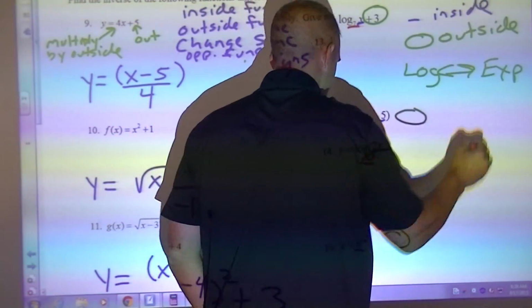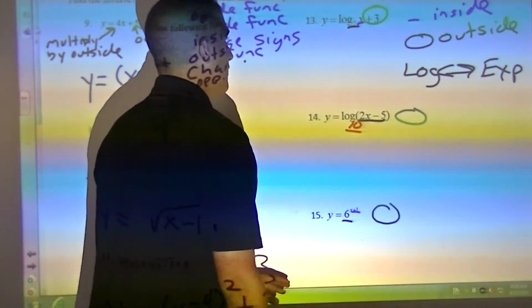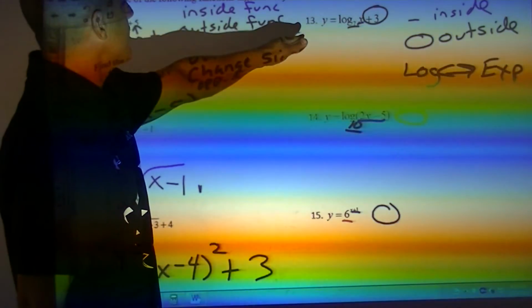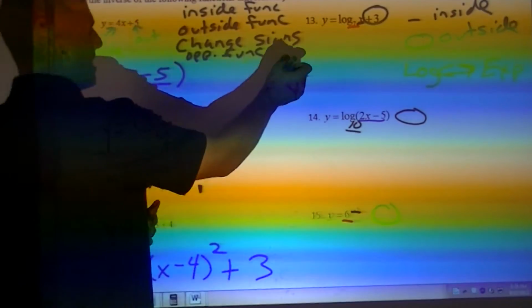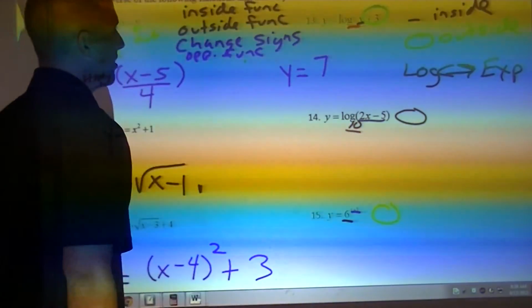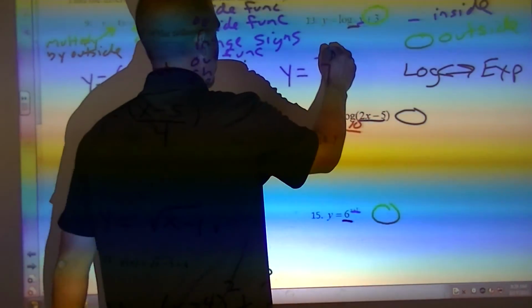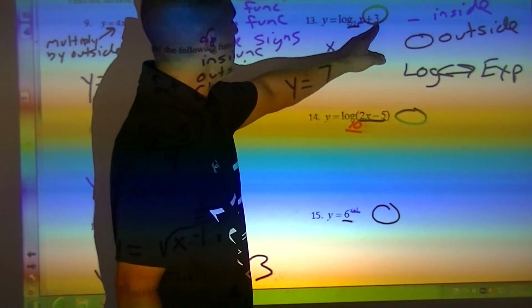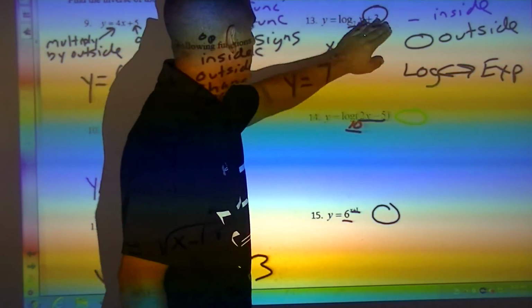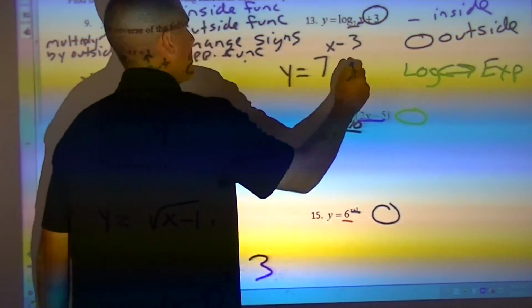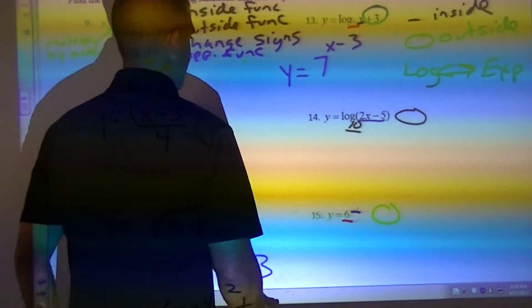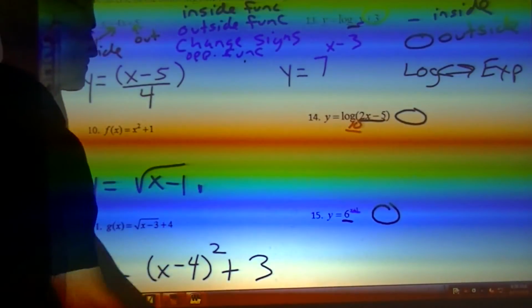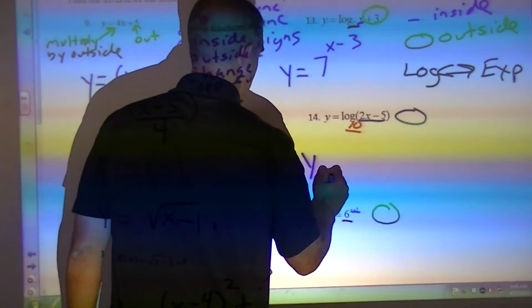So how should you do this? That's going to change to y equals, my base is now going to be exponential of 7. I'm going to keep the x here. 3 is located on the outside, so it's now going to go on the inside and change sign. That's all you have to do with that. 14. It's going to be y equals 10.